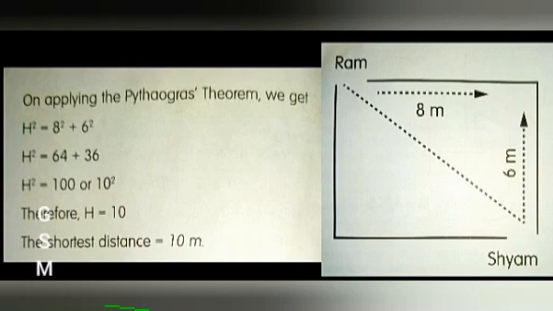So, on applying the Pythagoras theorem, we can find the shortest distance between Ram and Shyam. So height squared is equal to 8 squared plus 6 squared, which implies height squared is equal to 64 plus 36, which implies height squared is equal to 100 or 10 squared. Therefore, taking square root on both sides, we get height is equal to 10. Therefore, the shortest distance is equal to 10 meters.